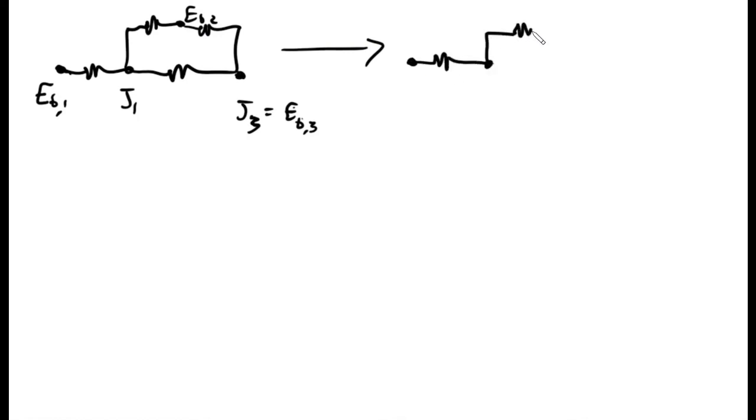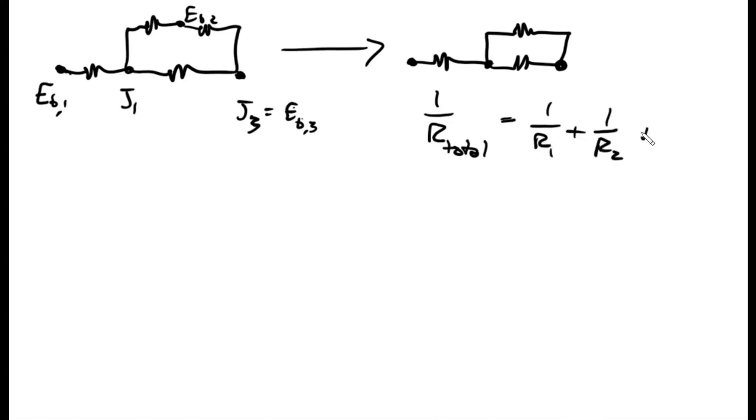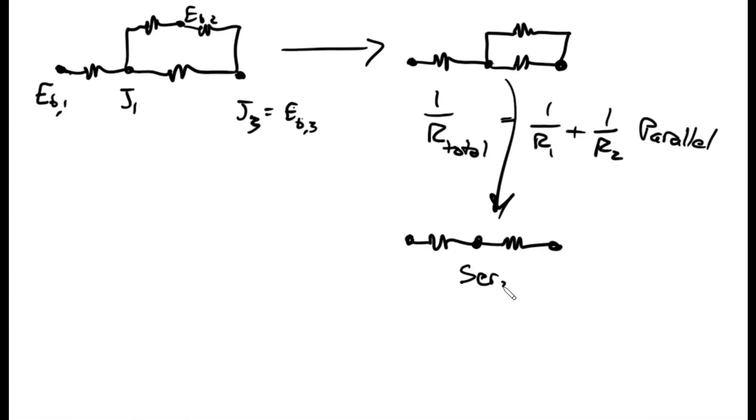That will give us this. So now we have two resistors in parallel. We can add them, remembering that 1 over R total equals 1 over R1 plus 1 over R2. That's how we add resistors in parallel. So you can add them in parallel, and that gives you this circuit. Now these are in series again, so you can just add them directly, and you get the final circuit we're looking for.